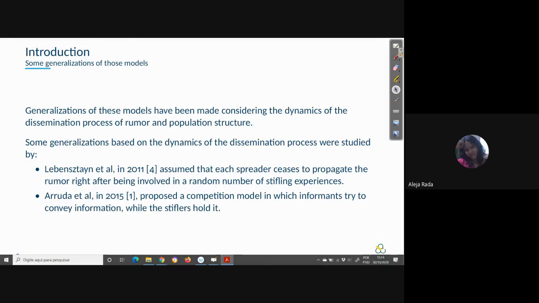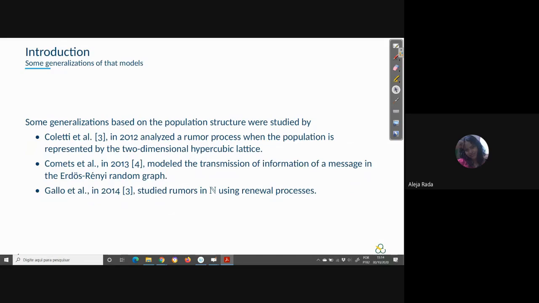Rada, Pablo and others in 2015 proposed a competition model in which informants try to convey the information while the stiflers try to hold it. Generalizations based on changing the structure of the population were studied by Christian Coletti, Pablo and others in 2012, and they analyzed a rumor when the population is represented by the d-dimensional hypercubic lattice. Coletti and others in 2013 modeled the transmission of information on the Erdős-Rényi graph. And Sandro Gallo, Nancy Garcia, and others in 2014 studied rumors on the natural number set using renewal processes.